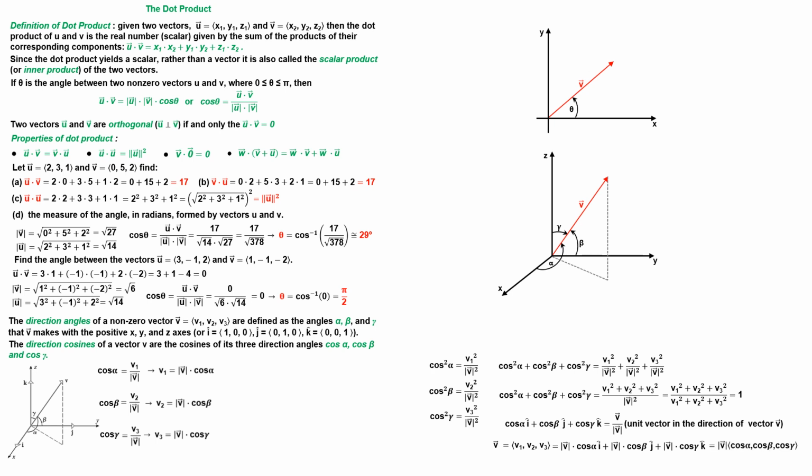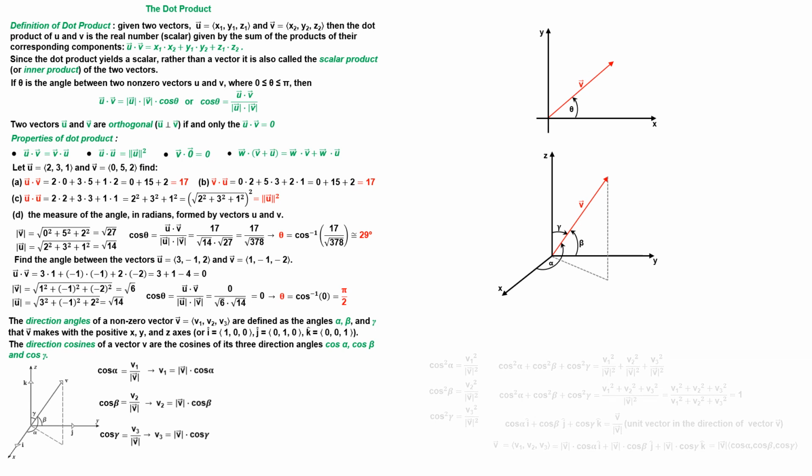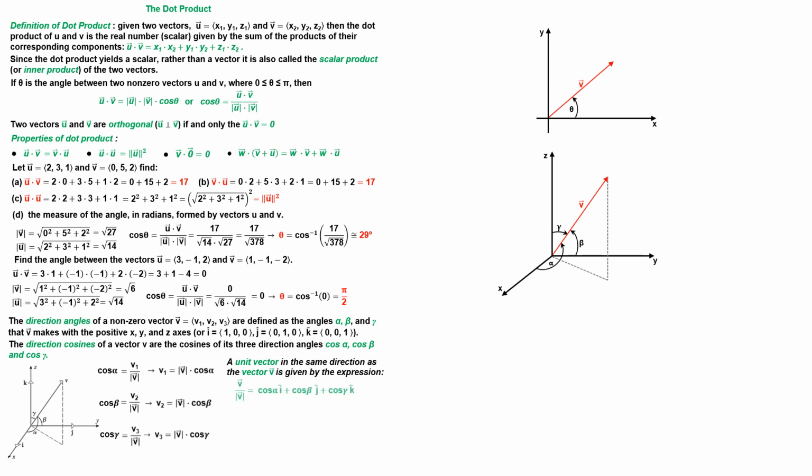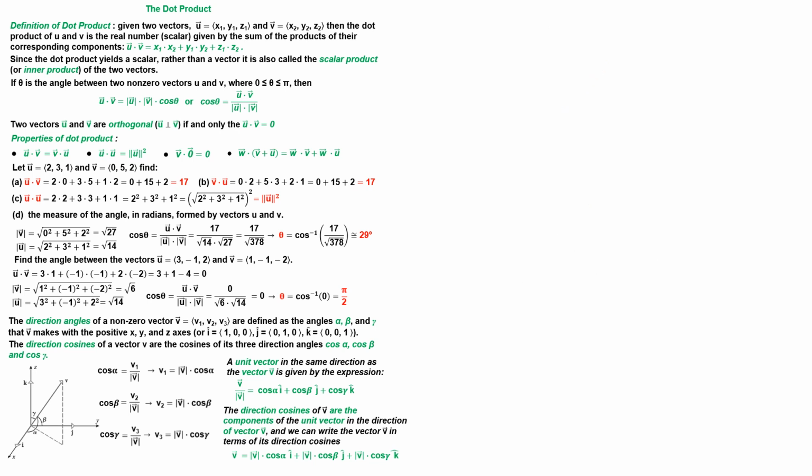And finally, we can write the vector v in terms of its direction cosines. We summarize these ideas as follows. Let's see how it works.